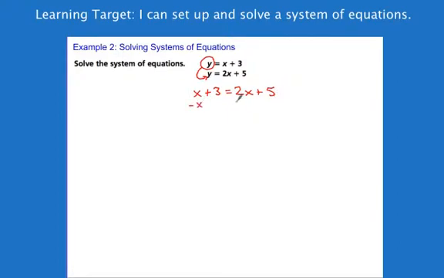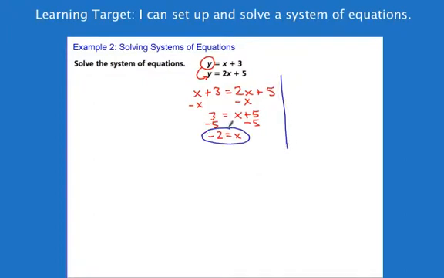I could also go the other way. I could plug 2x plus 5 in for the y in the x plus 3 equation. And then all I'm going to do is solve this equation the same way I solved when there were variables on both sides. Now I end up with x is -2. That's my x value, but I'm not done.